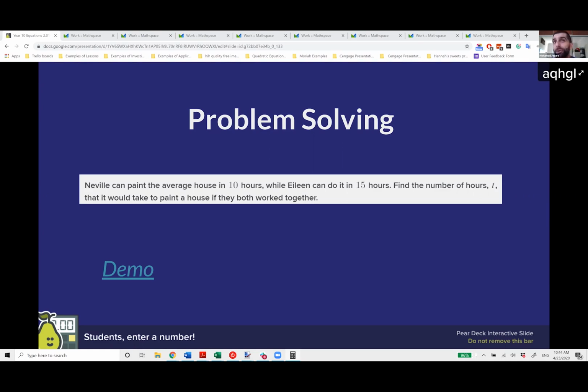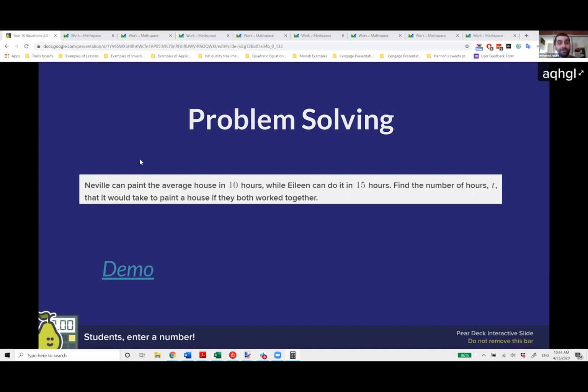Rashid has an interesting approach without using equations. Just going, hey, if they had 30 hours, how many houses would they paint? That's really clever. If you had 30 hours, then Neville will paint 3 houses and Eileen will paint 2 houses. The lowest common multiple of 10 and 15 is 30. So altogether, in 30 hours, they'll paint 5 houses. So on average, it'll take 6 hours to paint a house. That's a very clever approach, and you didn't even have to use equations. Pretty cool. That's the correct answer.